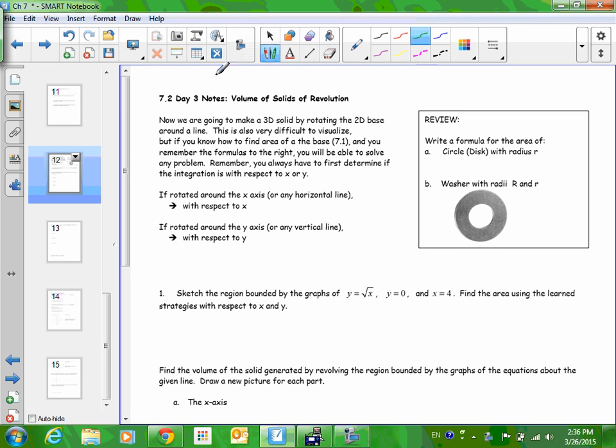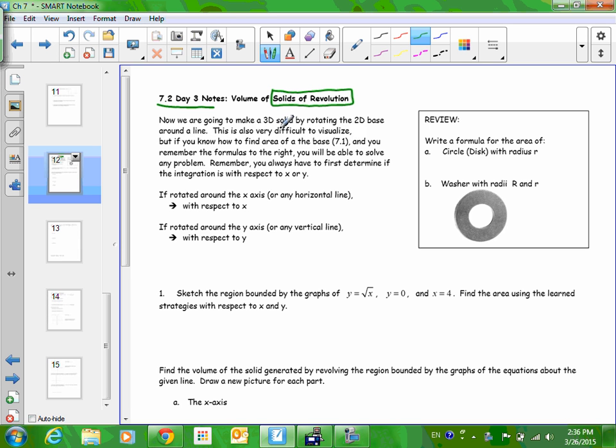Okay, so we're going to do 7.2 day 3, although really this is kind of a different topic than what we did. Before, we did volume with cross sections. We're going to do a different type of volume now, with solids of revolution, okay? So not an entirely different concept, because it's the same section, it's all 7.2. But it is going to be a little different how we approach it. That's what the visual aids are for.